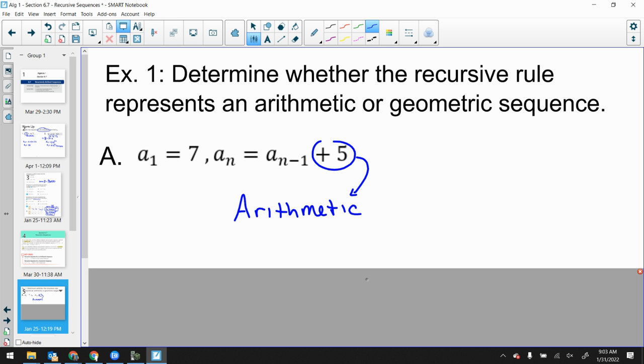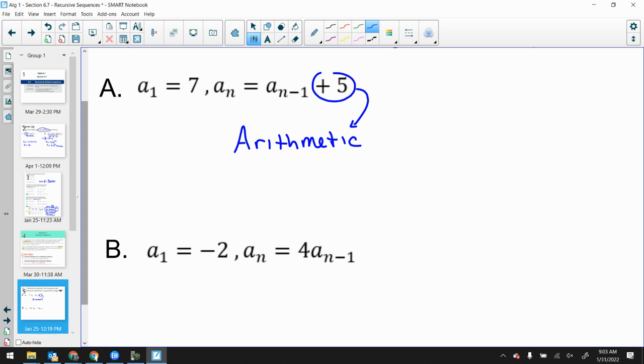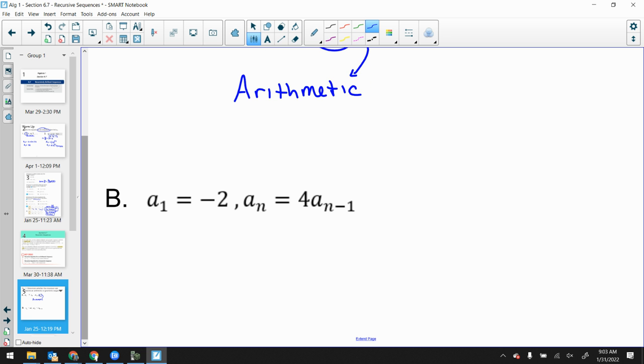What about this next one? You see multiplication by what? By 4, right? If it's multiplication by 4, that tells me it's geometric. Whatever I do, if I want my 10th term, I take my 9th term and multiply it by 4.